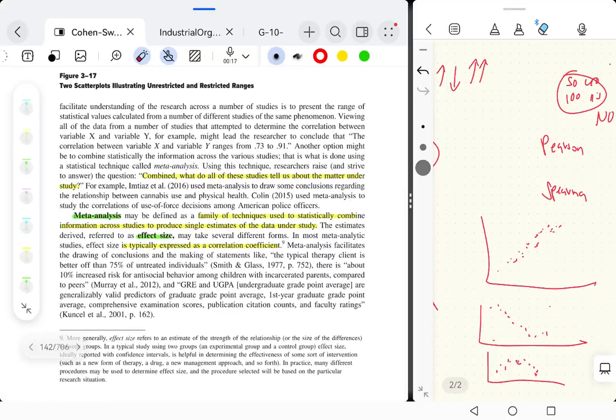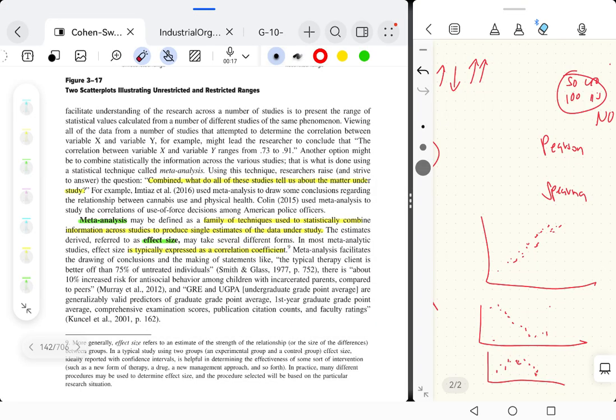We also have meta-analysis, guys. If you say correlation, it's a single study. But if you're gonna use a lot of studies to tell us about the matter under study, combined sila, that's called meta-analysis. It's a family of techniques used to statistically combine information across studies to produce single estimates of the data under study. For single studies, we have correlation. But for meta-analysis, we have effect size, which is typically expressed as a correlation coefficient. So kung meta-analysis siya, you most likely call it effect size.